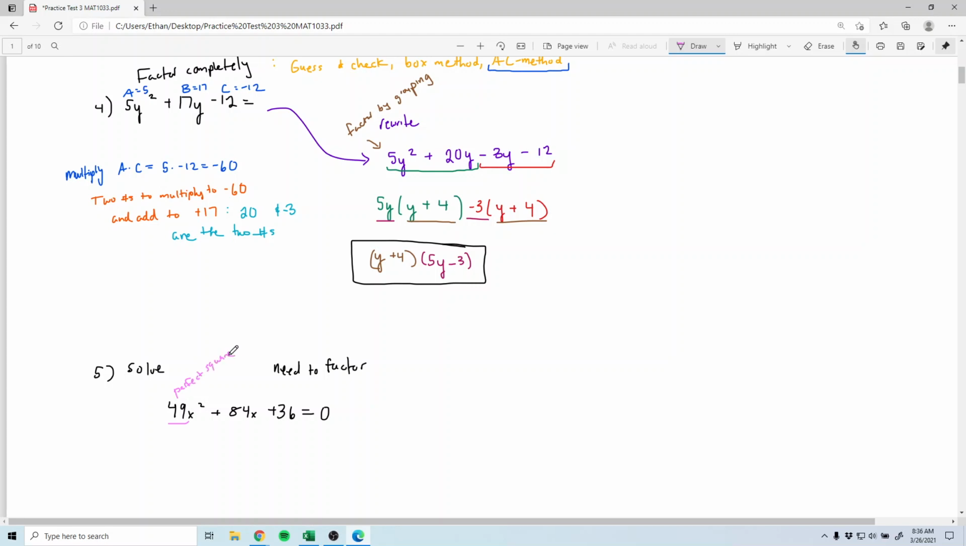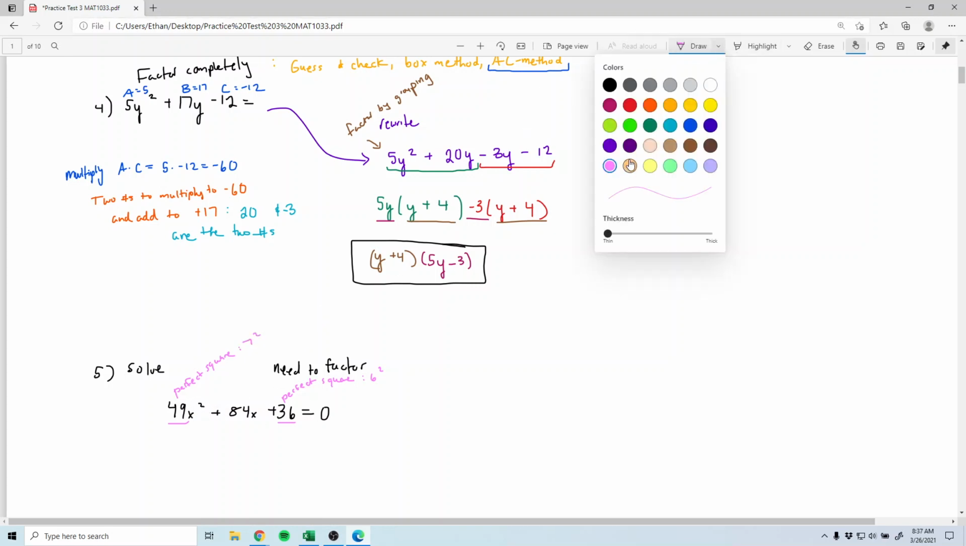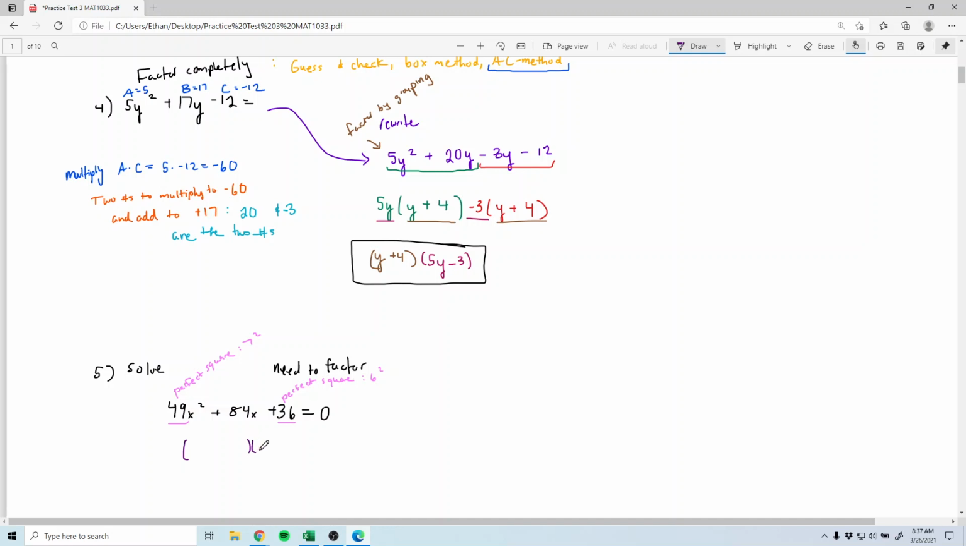Now, once again, if you don't like to memorize this shortcut and you think I'd rather just do it like the last one, then do that. But when you have perfect squares for A, which is 49, and C, which is 36, perfect square meaning it's a number squared. 36 is 6 squared, 49 is 7 squared. When these are both perfect squares, then the factoring is going to be set up for you to work like this. So we're going to have two factors.